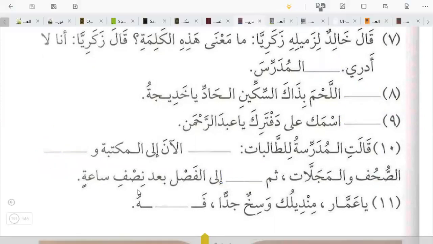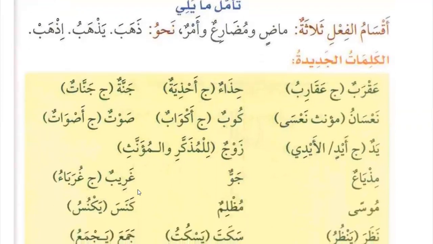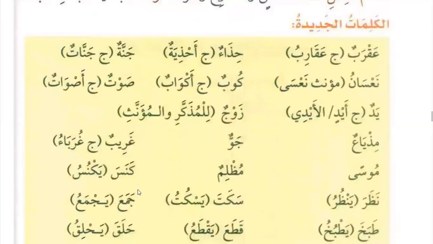Then we have tamal ma, observe what is below. Aksamul fail is salasa. Types of the verbs are three, which are mazi and muzari and amr. Now, like Zahaba, Yazhabu is Al Kalimatul Jadida, new words. Miss Amina, first column, word meanings.